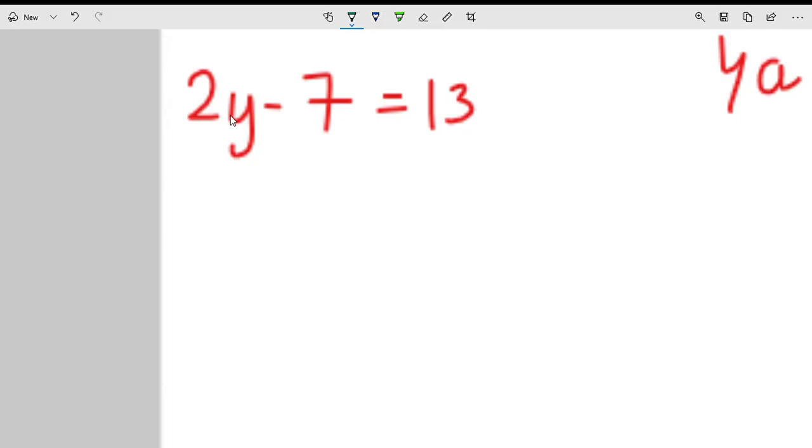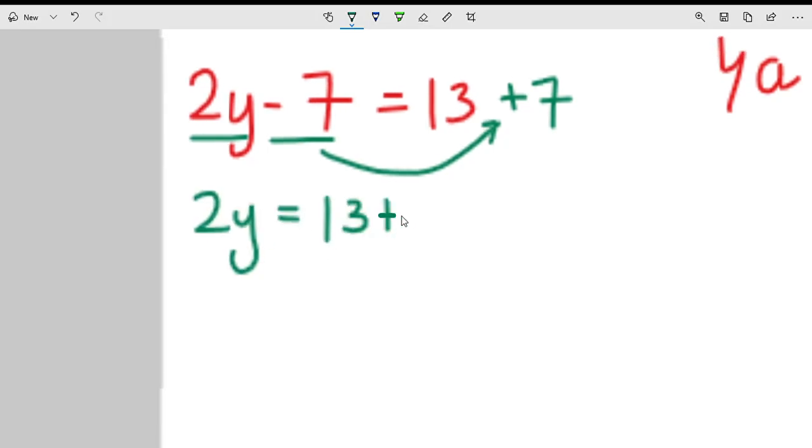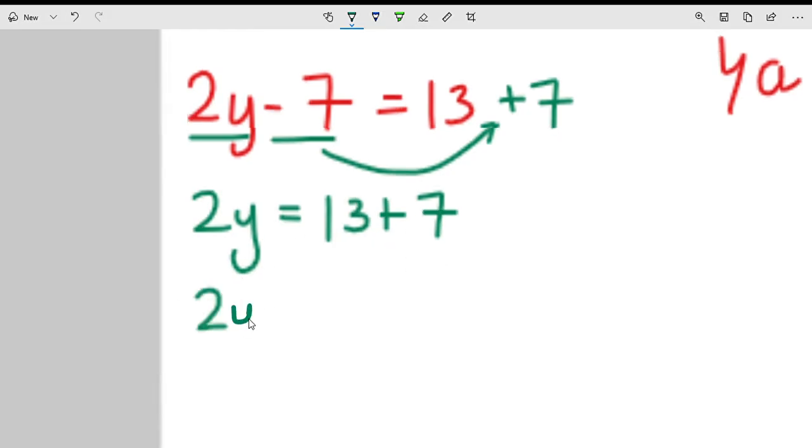So let's just solve this question. This says 2y minus 7 equals 13. We have to find the value of y here. So let's move minus 7 to the other side. When it moves to the other side, it will turn into plus 7. So 2y will equal 13 plus 7, and 13 plus 7 is 20.